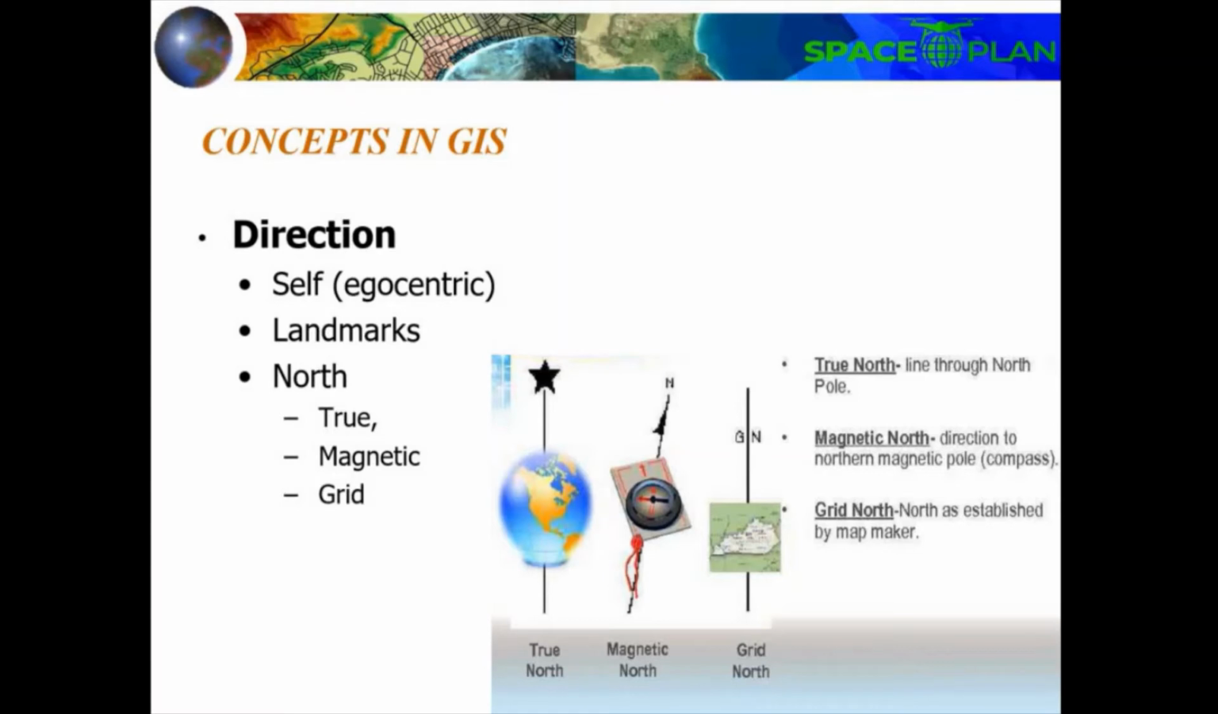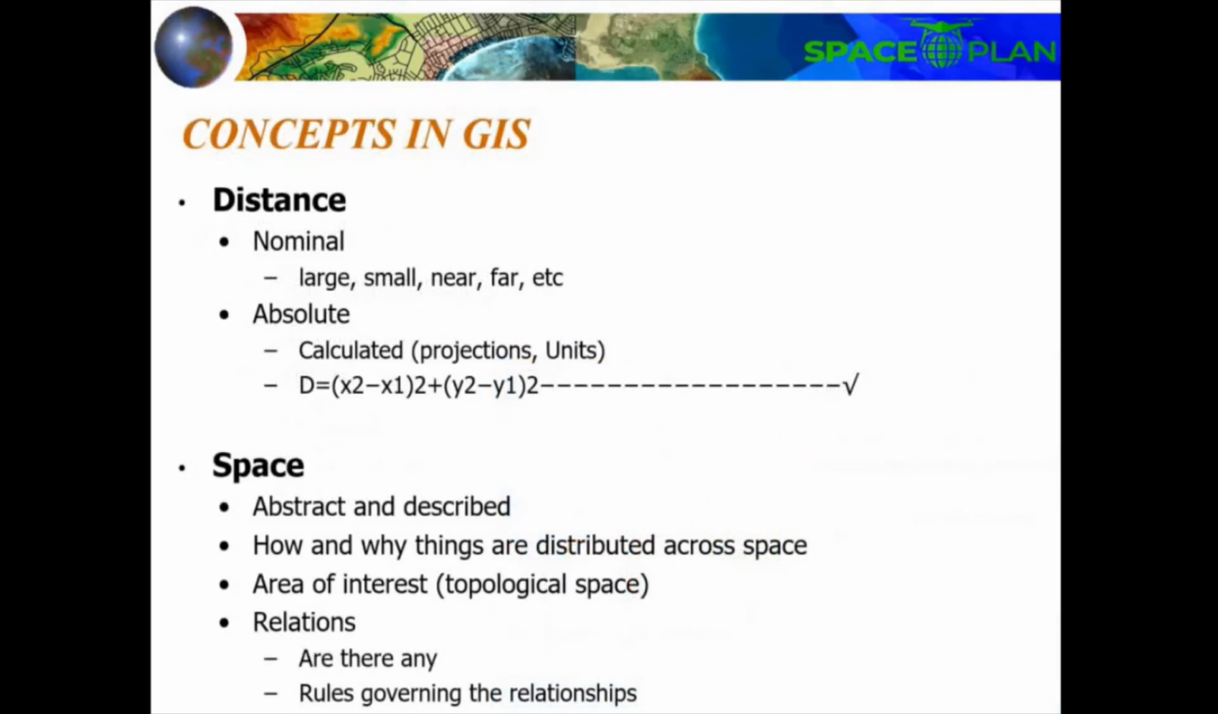If we talk about direction as a concept in GIS, you can have egocentric directions, you can have directions based on landmarks, and then you can benchmark your directions based on the north: true north, magnetic north, and then the grid.